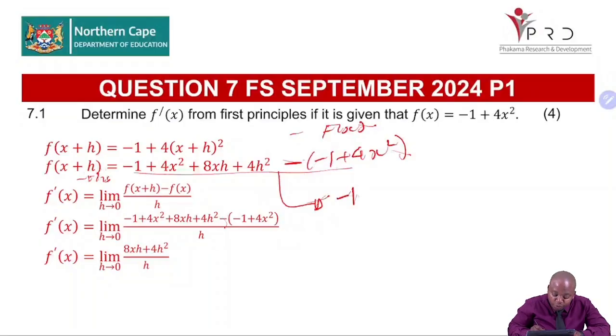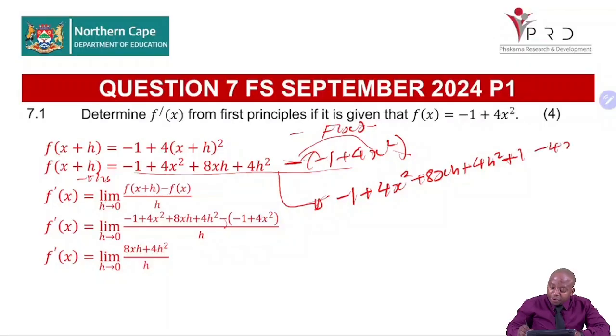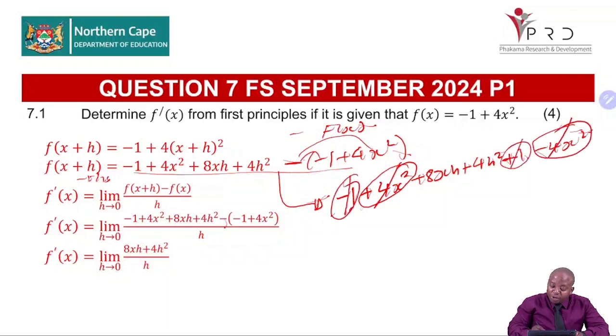I'm going to have negative 1 plus 4x squared plus 8xh plus 4h squared minus or plus 1, because the negative and negative is going to give us positive. Then I say the negative 4x squared. At this step, remember, this with the squared must fall off and the constant must also fall off. But remember, we are checking that it's falling off. Then we are going to remain with 8xh plus 4h squared, which is what we are having right here.